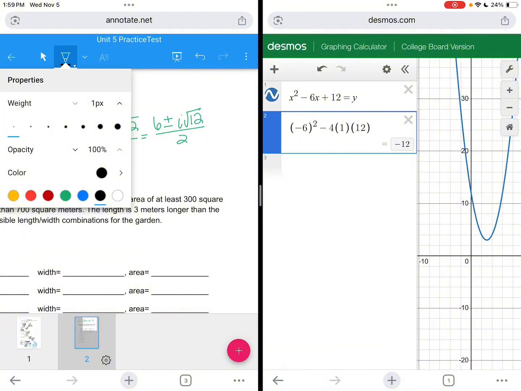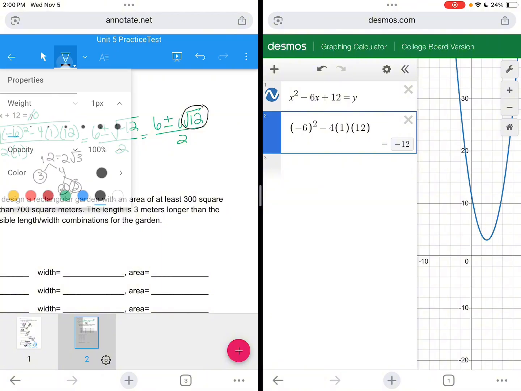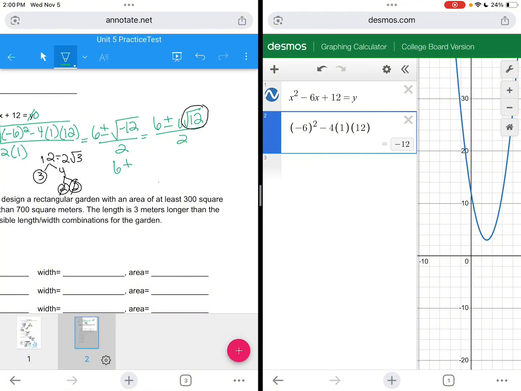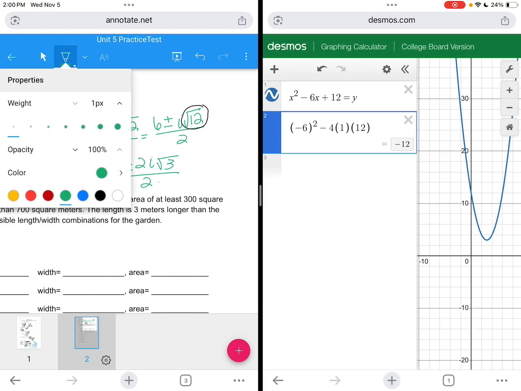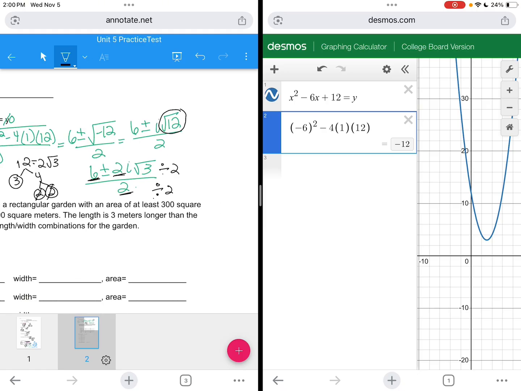Let's try simplifying root 12. So 12 will break down to 3 and 4, 2 and 2. So we end up with 2 root 3. So we're going to get 6 plus or minus 2, don't forget the i, root 3, all over 2. And we know that we can divide 6, 2, and 2 all by 2. So let's do that, and we'll be all done. We're going to get 3 plus or minus i root 3 over 1, and we don't need to put over 1. So these are your two solutions.